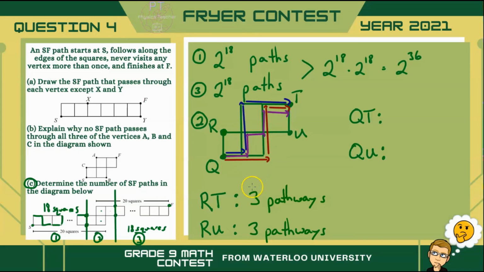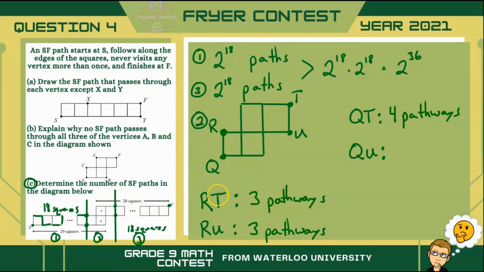Is there any more? Can you find a fourth? There actually is a fourth if we go up and then backtrack. We can backtrack in this case because we're not going through the same vertex twice. So we have 4 pathways to go from Q to T.